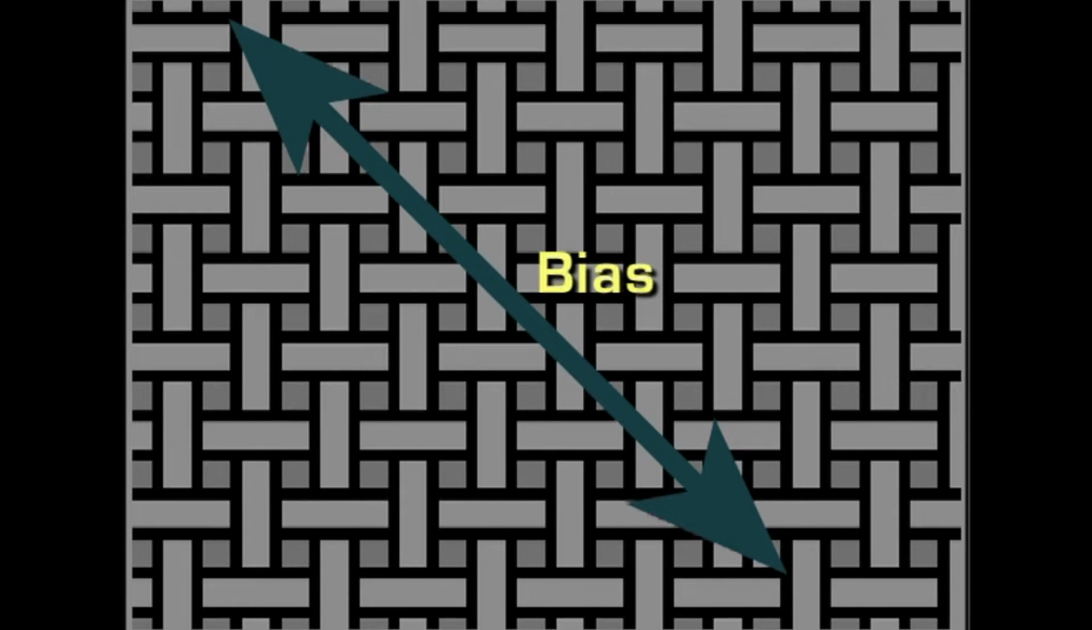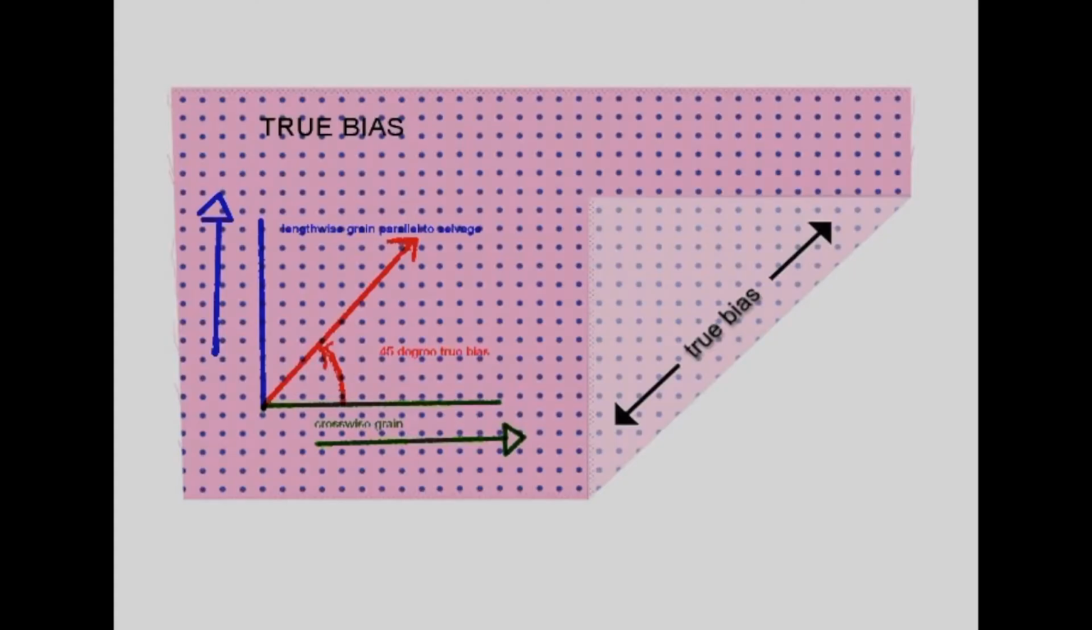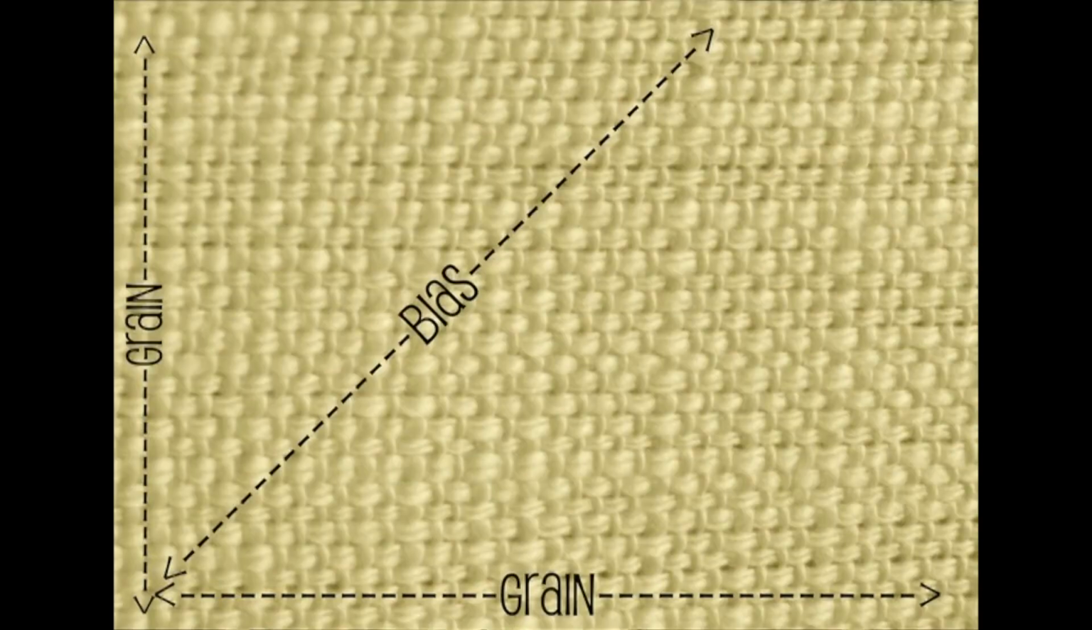Bias is the diagonal of a perfect square if it is a true bias. True bias means it makes a 45 degrees angle to the garment, that means it is a diagonal of a perfect square. If it is not a true bias, that means it is the direction between the warp yarn and the weft yarn, it is in between. It is the diagonal direction. We said that the warp and weft make a right angle to each other, and so the diagonal line is called the bias.